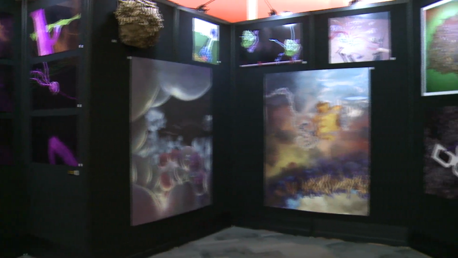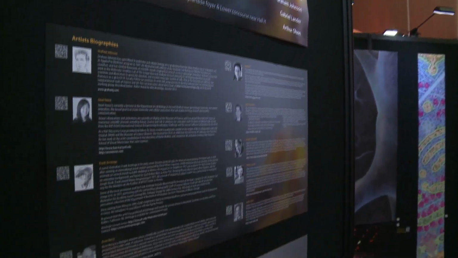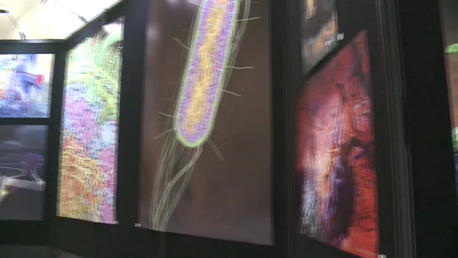We've got an exciting new art display we call ASCB Squared, the Art and Science of Cell Biology at the American Society for Cell Biology. And we're highlighting the work of a variety of artists, 9 of them this year for this first prototype show, to try and bring some of the fascinating imagery that's been done over several decades with a variety of interesting technologies to the public as well as to the ASCB community to inspire new interactions.